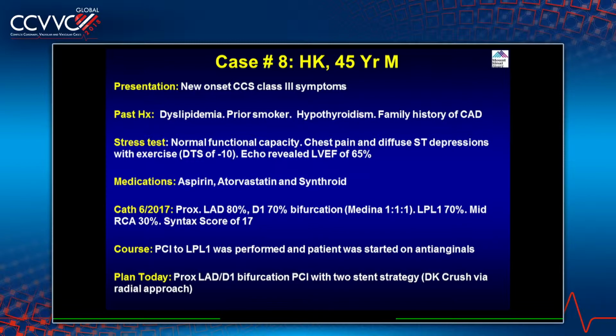Case number 8. Okay, we have a 45-year-old male with a new onset of angina who presented to the emergency room. So he does have risk factors. And then, since he ruled out, he was sent for a stress test. On the stress test ETT, he had a Duke score of -10, but he had balanced ischemia. Because of that, he came for a cardiac cath, which showed significant 3-vessel disease.